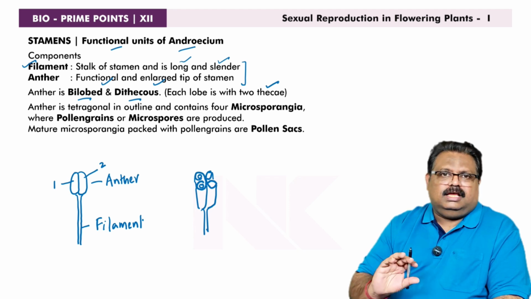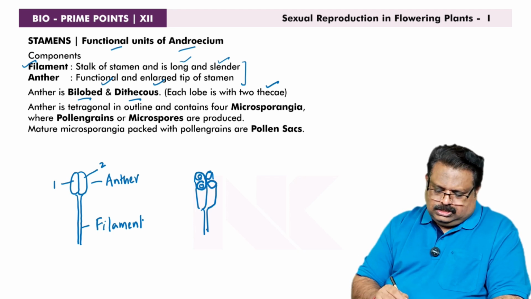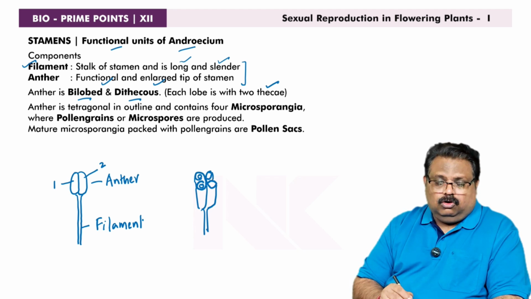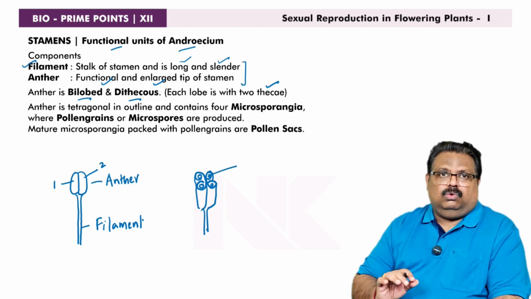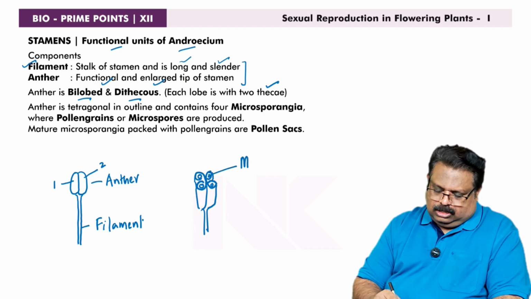Thecae means elongated chamber. So what is the total number of chambers? One lobe has two chambers, so the total number of chambers is 4: 1, 2, 3 and 4. And each chamber present inside a lobe is called a microsporangium.